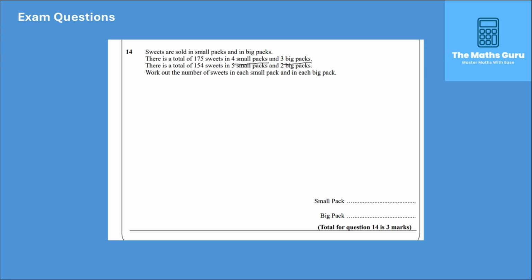So we set that equation up as 4s plus 3b equals 175, where s is our small pack and b is our big pack. We know that in 4 small packs and 3 big packs, the total number of sweets is 175. So from this information, we can set up two equations using the second piece of information as well, which states that 5 small packs plus 2 big packs equals 154. And now we have our simultaneous equations where we can work out the number of sweets in each small and big pack.